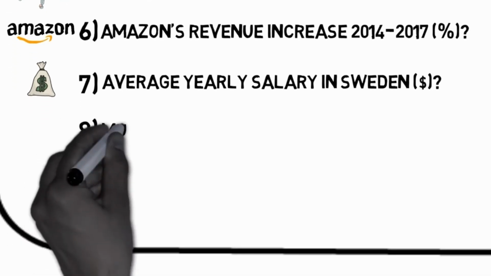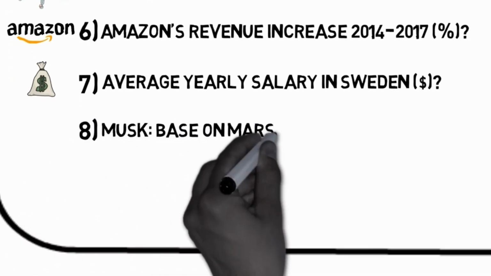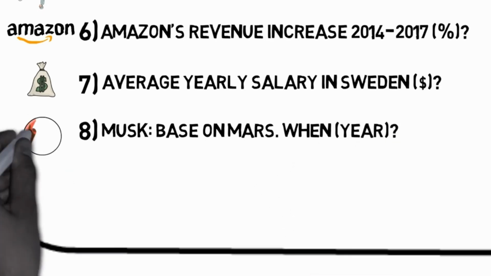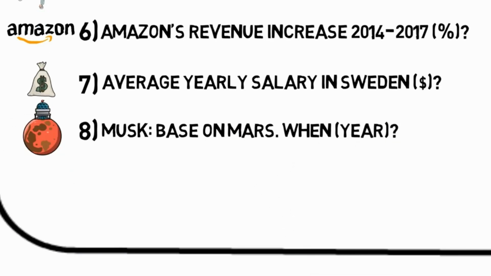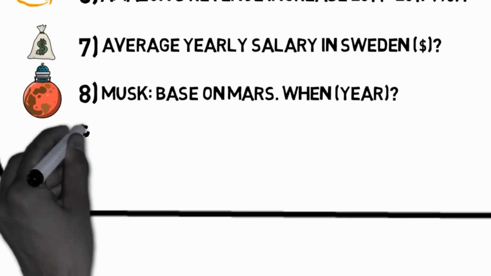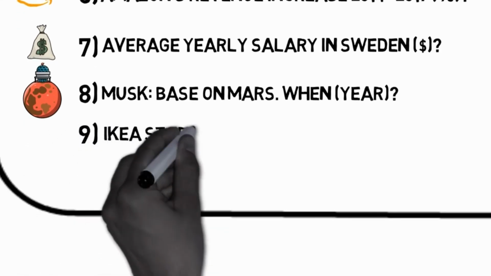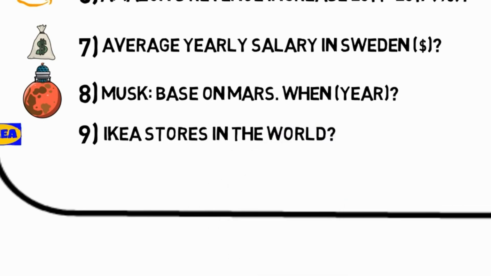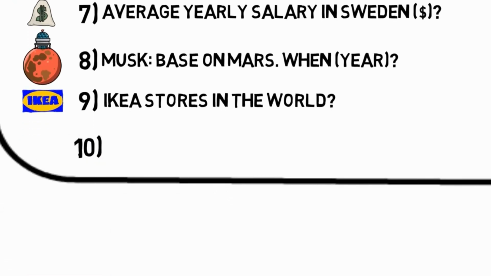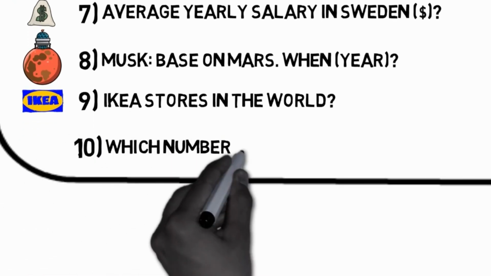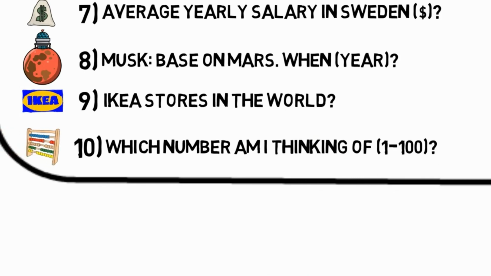Question 8. When does Elon Musk expect to have built a base on Mars? He made this statement in 2018. Question 9. How many IKEA stores were there in the world in August 2017? Question 10. Which number between 1 and 100 am I thinking of right now?